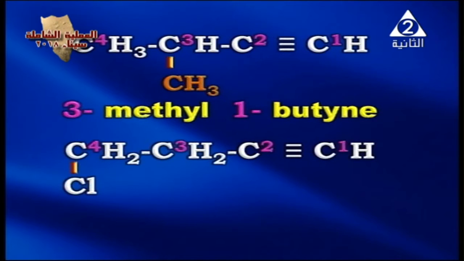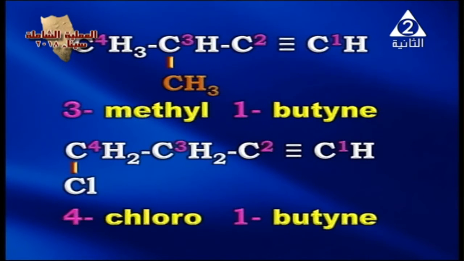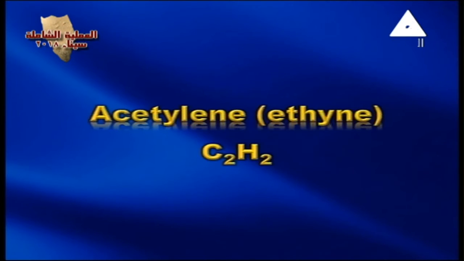As shown on the screen, this molecule also contains 4 carbon atoms, and we start numbering the carbon atoms from the side nearest to the triple bond, giving the lowest number to the carbons that have the triple bond, so its name will be 4-chloro-1-butyne. Now we are going to discuss acetylene or ethine that has the chemical formula C2H2.